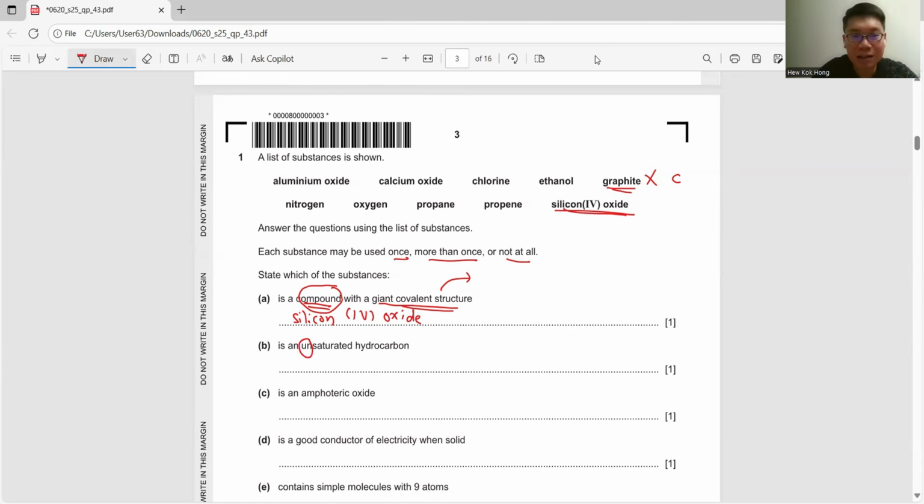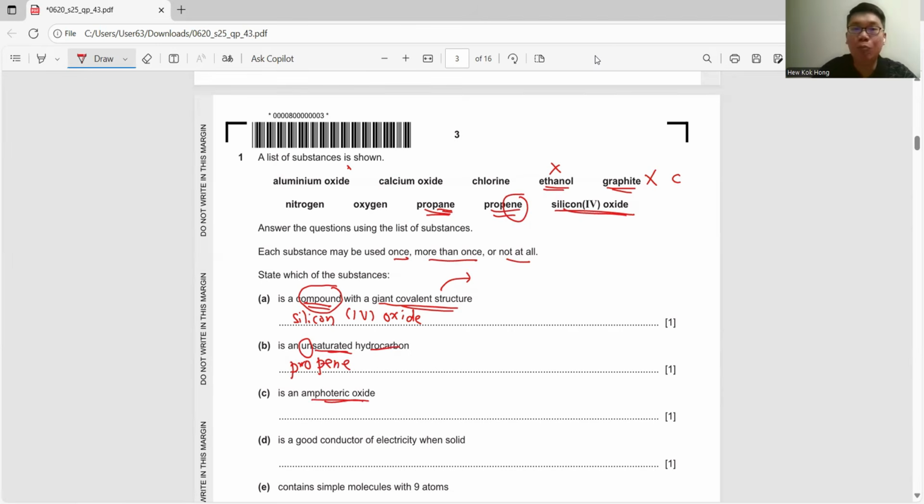Next is an unsaturated hydrocarbon. Let's check which are hydrocarbons. Not this, not this, not this, not this. This is not a hydrocarbon because it has OH. These two are hydrocarbons, and the alkene group has a double bond. So the unsaturated one must be the alkene. Propane is saturated.